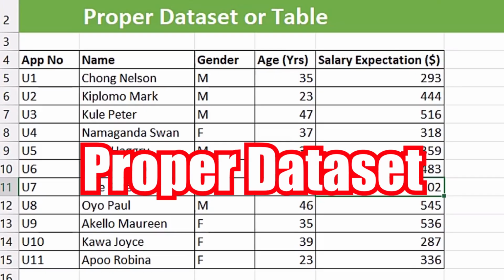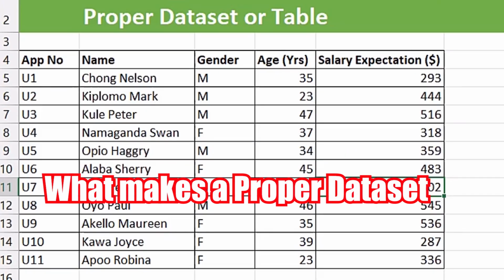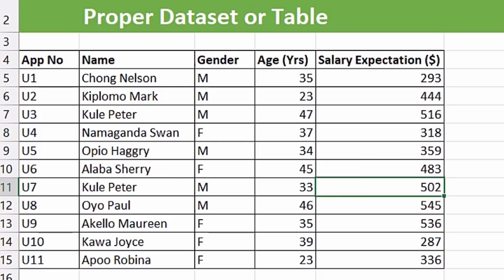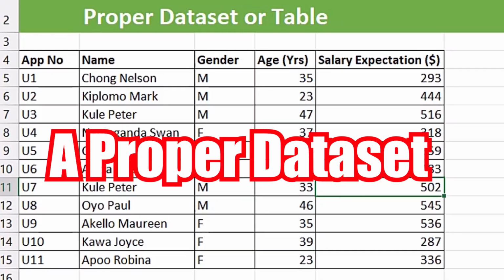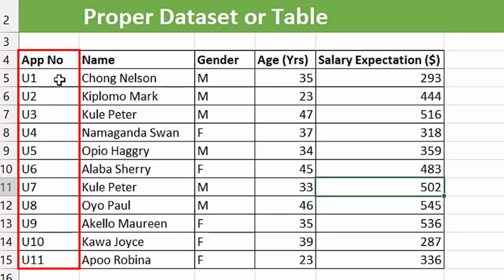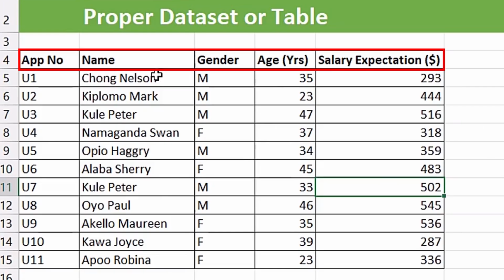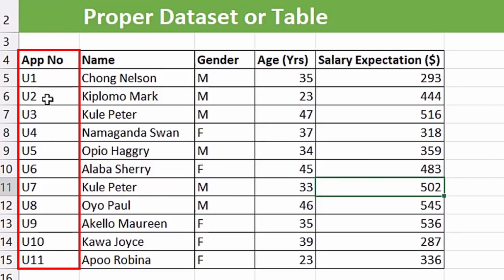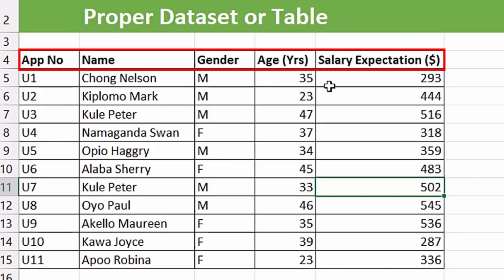Let's switch our attention now to a proper dataset. What makes a proper dataset? We're going to look at 8 things that we need to check in order for our dataset to be a proper dataset. Number 1, a proper dataset must have field names, and the field names must be on the first row of the dataset. Like we said, this is a field, this one is also a field, this one is also a field. But on the first row of the field, we have the field names. The first field here has the field name application number. The second field has the field name, the name. Then we have the gender and then the age. Those are field names. And the field names must be on the first row of the dataset.